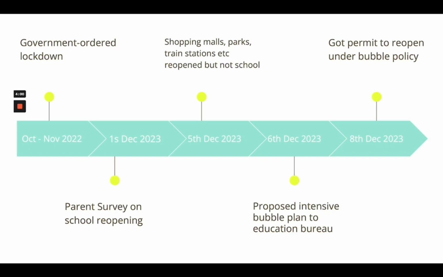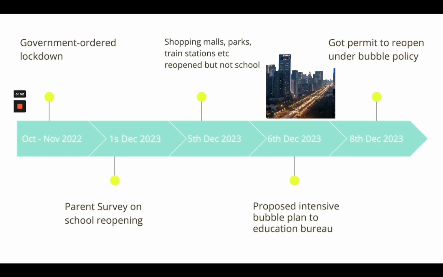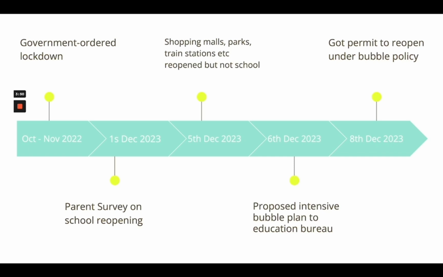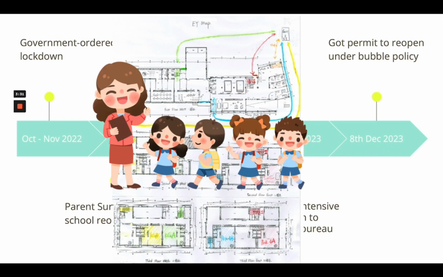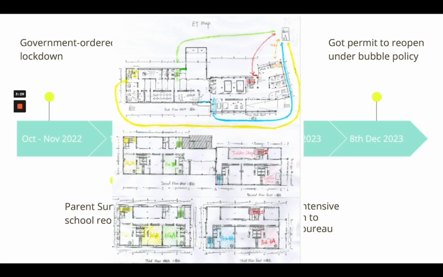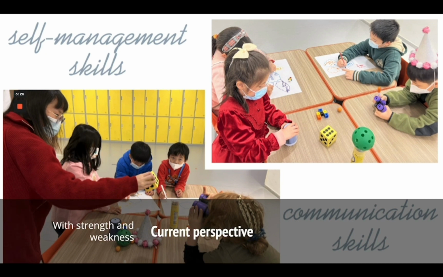And on December 5th, our city announced reopening, which is great. So the next day, our school proposed an intensive bubble plan to the Education Bureau. We designed 11 bubbles to use 8 routes to avoid cross-contamination. This time, we got a permit to reopen. We became the first reopened school in the city. So up to now, the bubble policy has been practiced in our school for over a month.